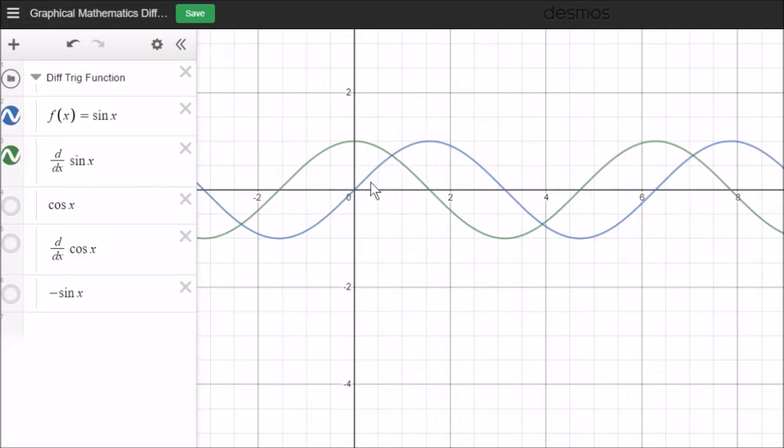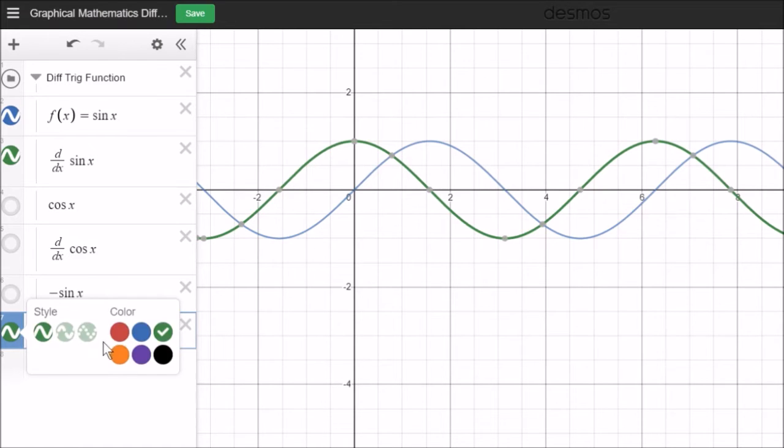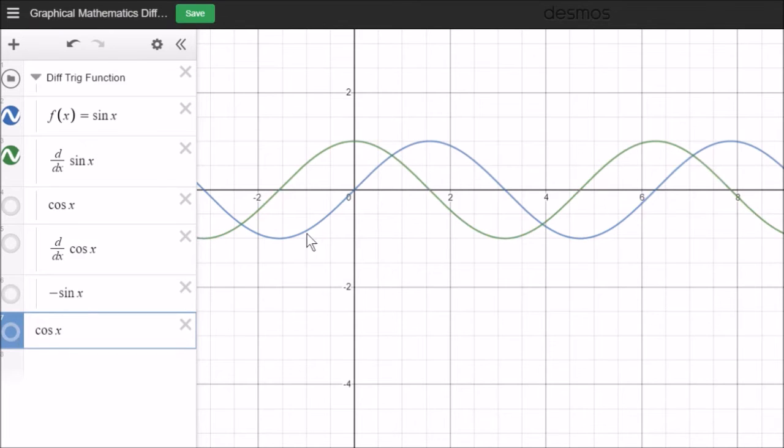So you can see here that whenever we differentiate this sin x, which is in blue, we get this function here, which is in green. But this function in green is nothing other than cos x. So I'll put in cos x just to prove that to you. You can see here that it just sits right on top of that function. So when we differentiate sin x, we get cos x.